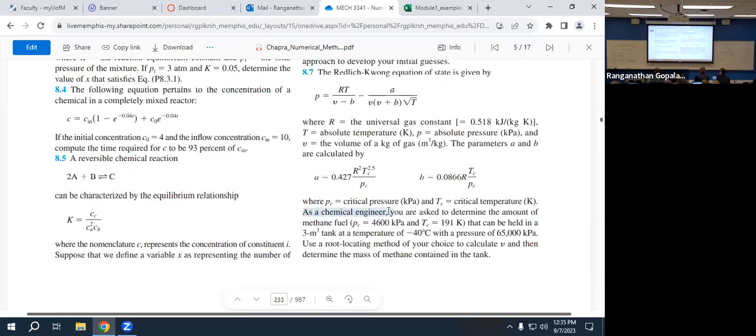As a chemical engineer, that's an insult to us. Okay, we'll just read it as an engineer.